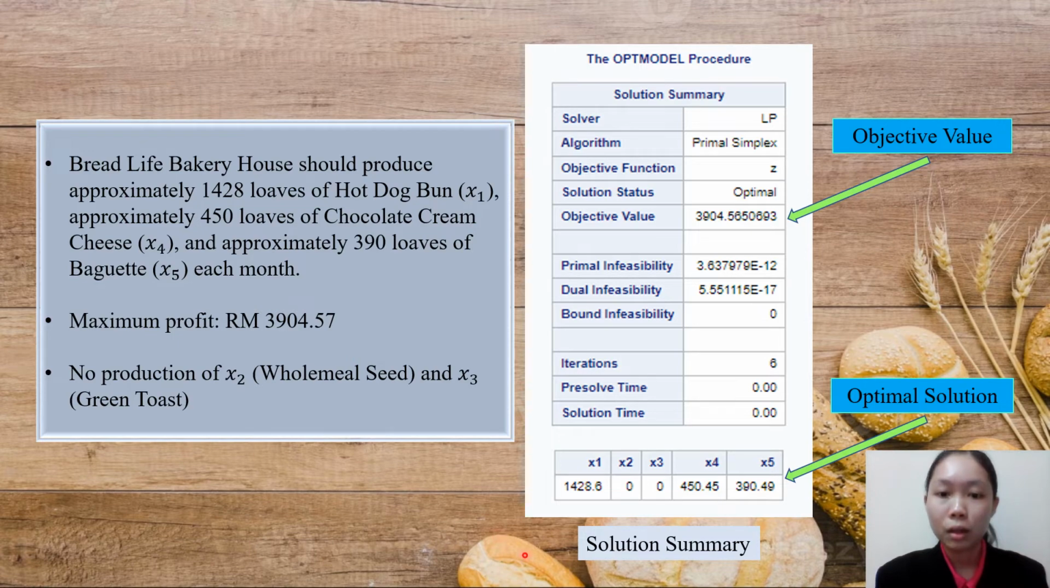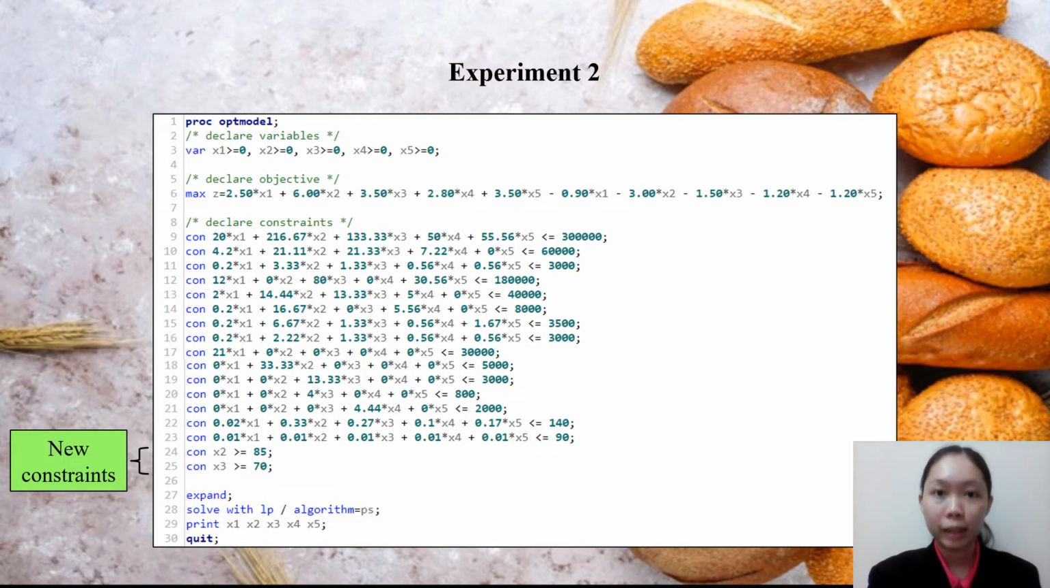From the result, the optimal solution for both S2 and S3 are equal to 0. This means there are no production of wholemeal seeds and green toast. However, there are also customers who want to buy these two types of bread. Therefore, we have made a SAS coding which includes two new constraints, which are S2 greater or equal to 85 and S3 greater or equal to 70.